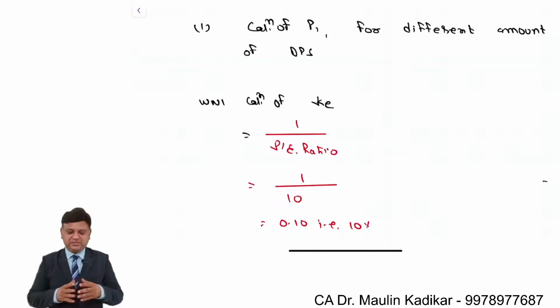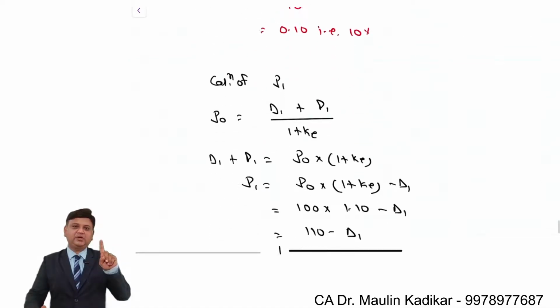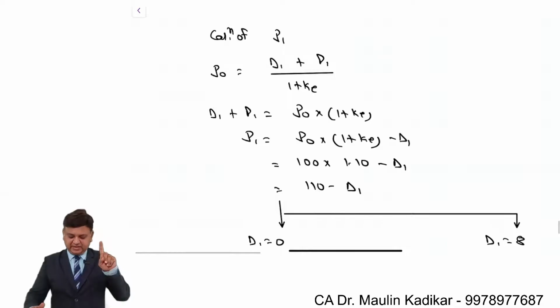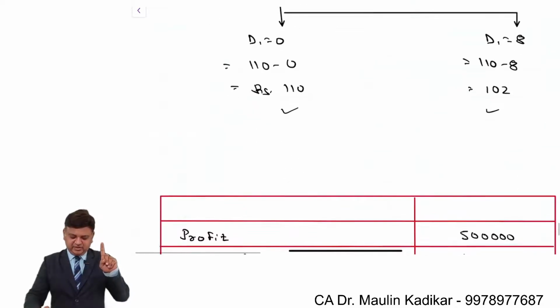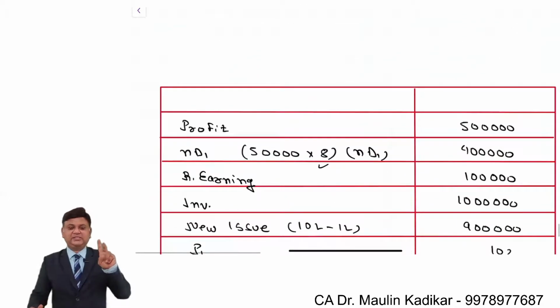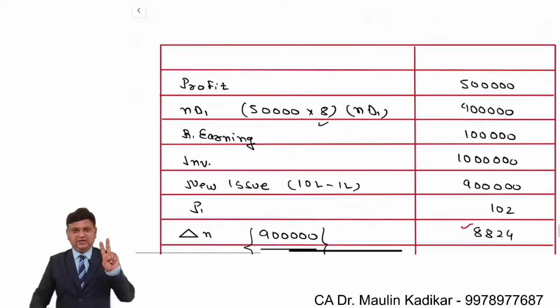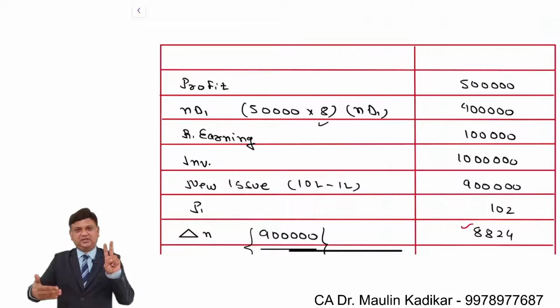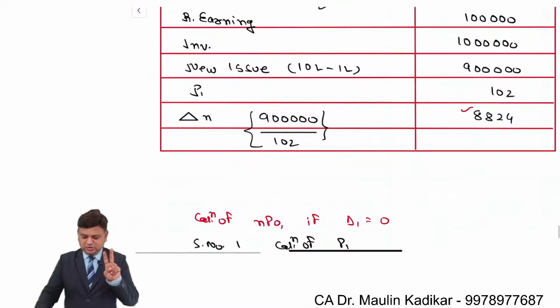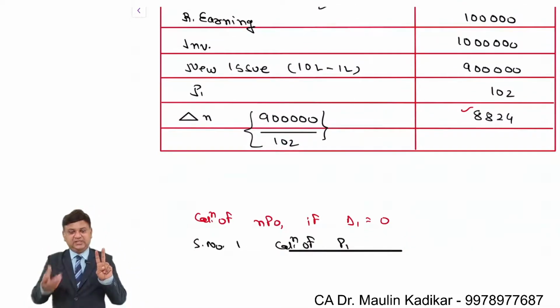Summary of the entire question. In the first question, we have been asked to compute the P1. So we made the computation of the KE, then P1 for both the dividends. The second question specifically says you compute the delta n, which otherwise was required in the third part of the question. So as per the sequence of the question, we are doing the delta n in the second question.